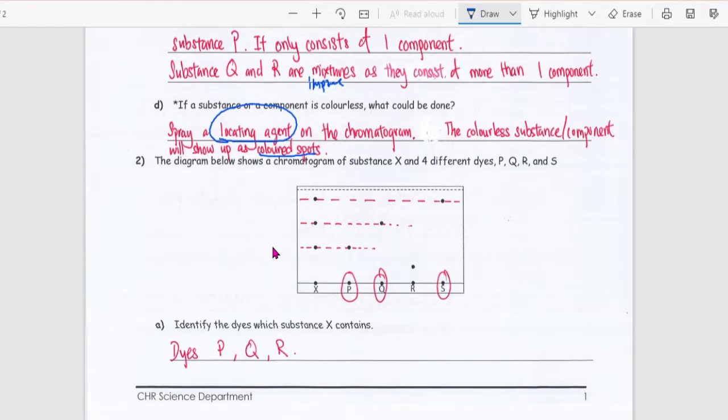Next one, question 2. The diagram shows a chromatogram of substance X and 4 different dyes, P, Q, R, S. Identify the dyes which substance X contains. X has 3 different components, so we draw a dot like this. The dot all the way at the top coincides with the dot for S, so X contains S. The second dot corresponds with Q, so it has Q. And the last one, P. So it's P, Q, and S.